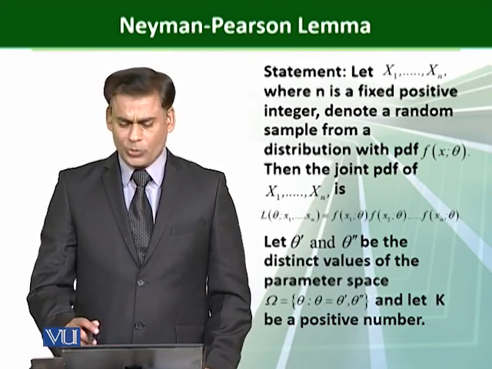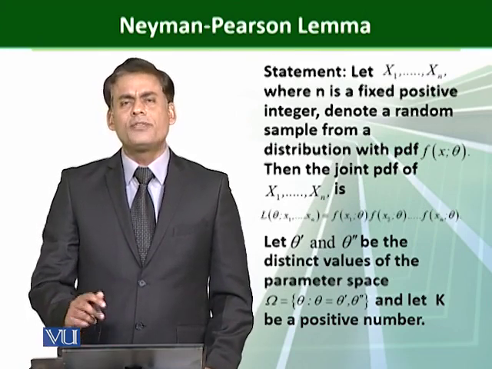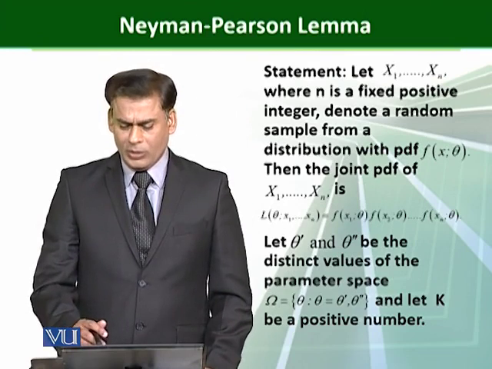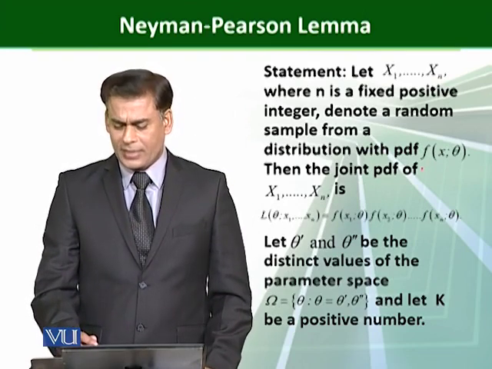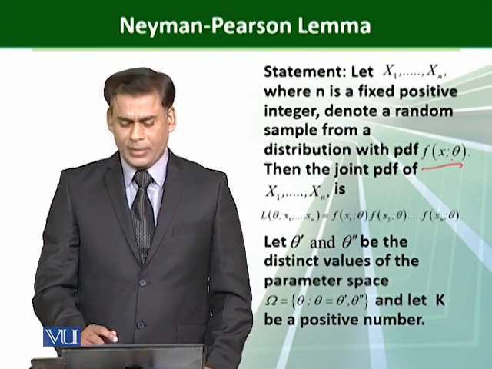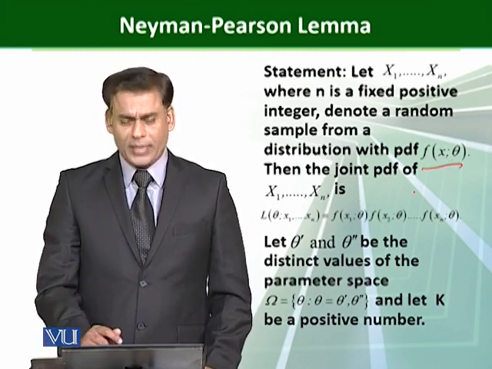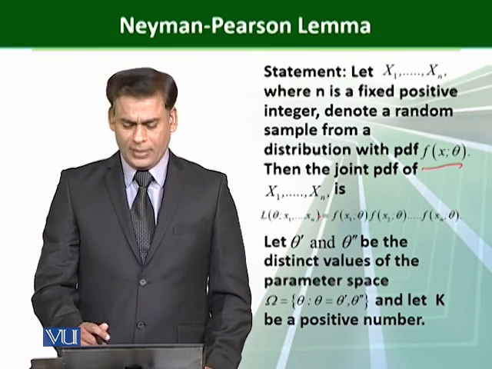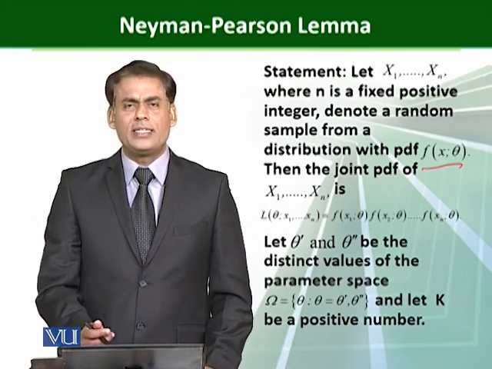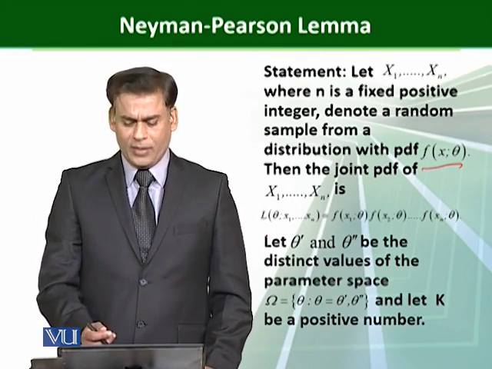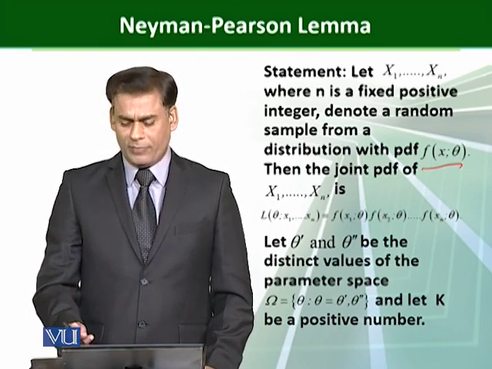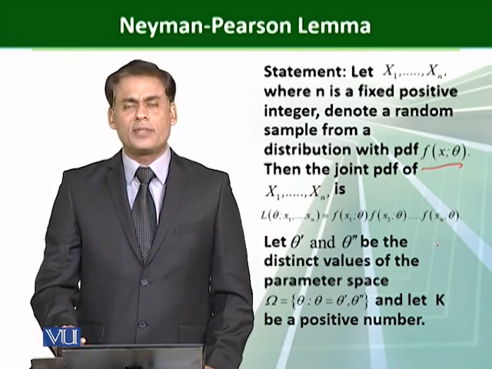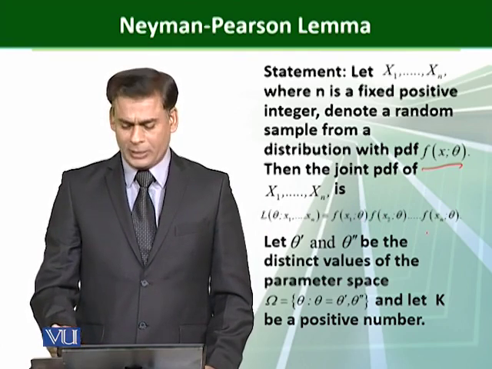Let x1, x2 up to xn, where n is a fixed positive number, denote a random sample from the distribution having the probability density function f of x, theta. Then the joint distribution of x1, x2 up to xn is generally represented as the likelihood function, that is L of theta, x1 up to xn, and that is equal to f of x1, theta, f of x2, theta, and so on up to f of xn, theta.